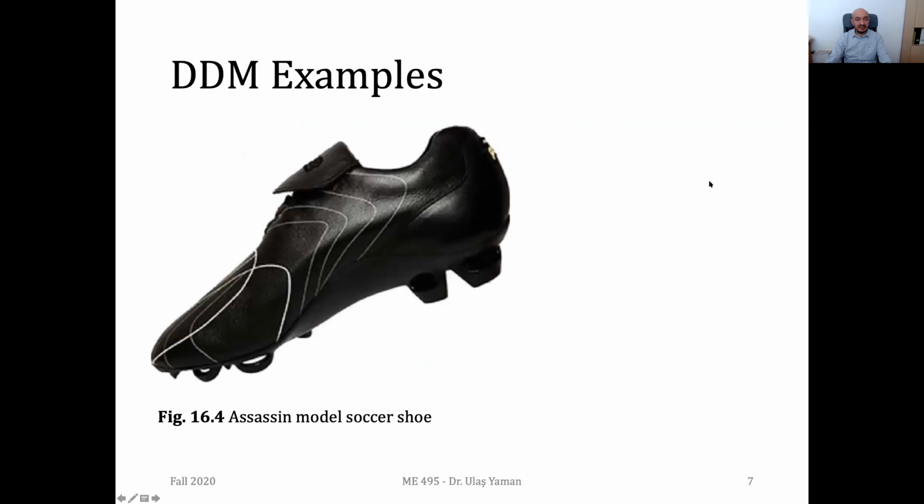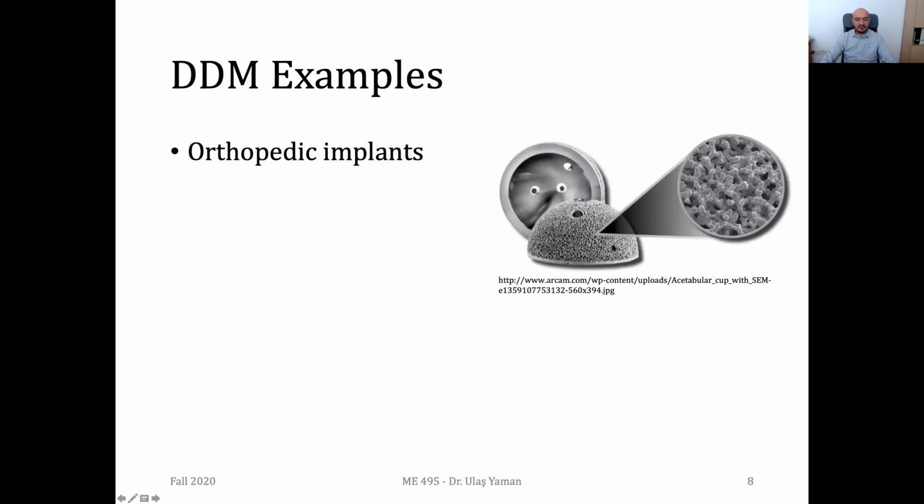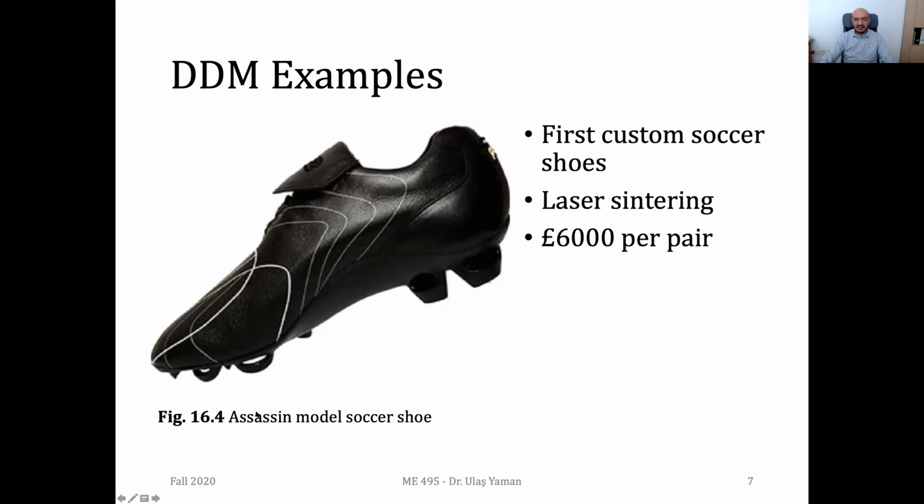We have another direct digital example. This is a football shoe or soccer shoe. You see, it's a bit weird. It's actually the first type of printed soccer shoe. They used laser sintering, but the problem is that its cost was very high, a very expensive pair of shoes. And that's why actually this company failed. They're not selling anything anymore. They're not in the market.